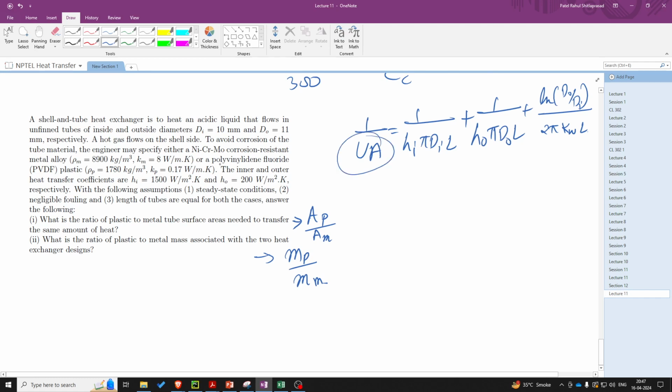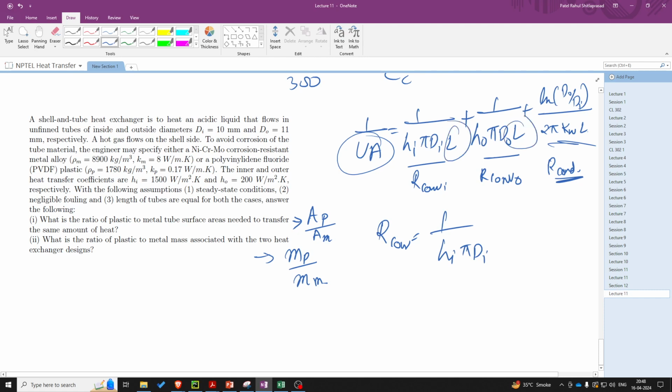So from this, we can calculate the value of UA for both the plastic as well as the metal. Let's just calculate. Over here you can see that the first term and second term will remain the same for both materials, and only the last term will differ. So ultimately, this is our resistance of convection inside, resistance of convection outside, and resistance of conduction. The conduction is the only thing that will differ between the metal and the plastic. So for the convection you can calculate 1 upon h_i pi D_i. L you can just take common from each of those terms.